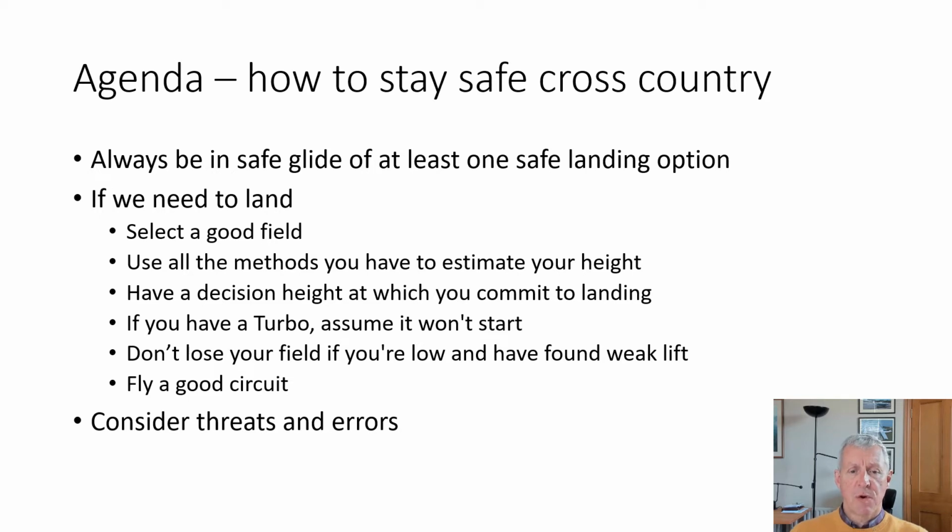So this is what we're going to go through. That's our agenda, how we can stay safe while flying cross-country. The first point is that we're always going to be in safe glide of at least one safe landing option. If we need to land, we're going to select a good field. We're going to use all the methods we can to estimate our height above that field. We're going to use decision height at which we commit to a landing. If we've got a turbo, we'll just make the assumption that it won't start. When we're low and we've got a field, we won't lose that field and we'll fly a good circuit. And we'll talk a bit after all that about the threats and the errors that might happen during this process.